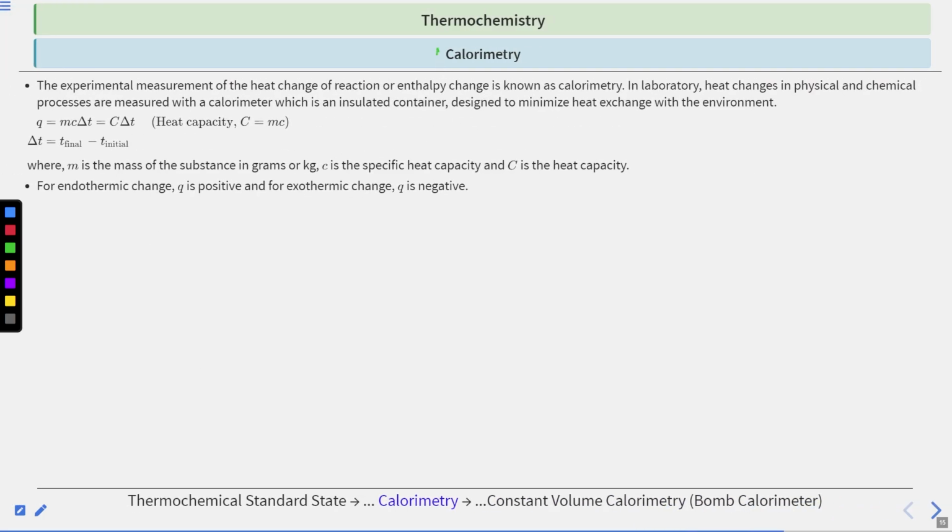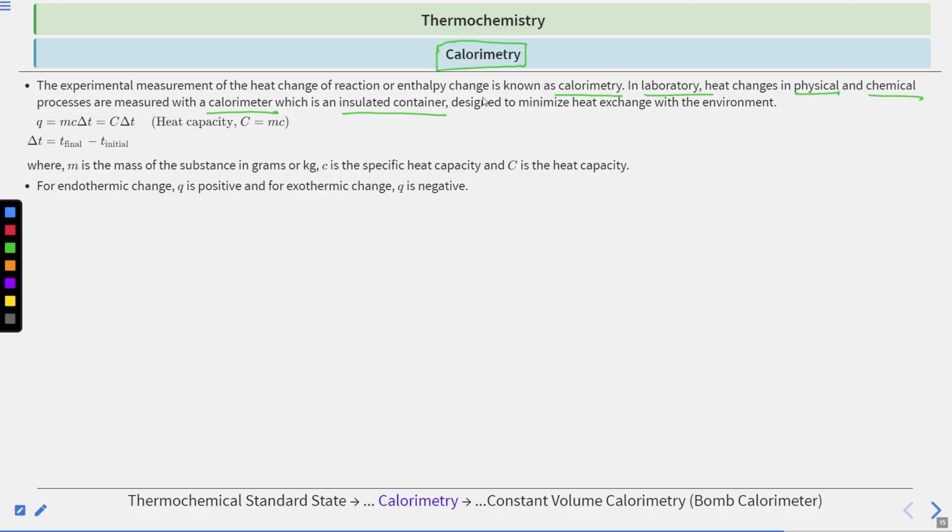So the next major topic which we're going to study is calorimetry. The experimental measurement of the heat change of a reaction or enthalpy change is known as calorimetry. In the laboratory, heat changes in physical and chemical processes are measured with the calorimeter, which is an insulated container designed to minimize heat exchange with the environment. So a calorimeter is an instrument by which we can measure the heat changes during any physical or chemical process.